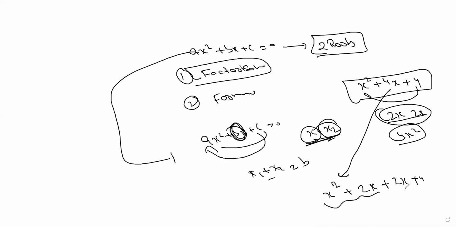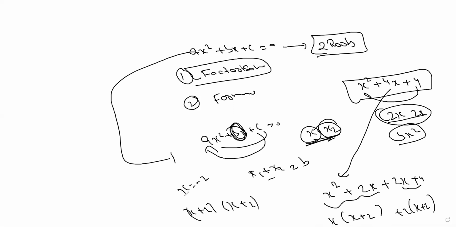Now, out of this and this, what do you have to do? You have to write two brackets. Whatever number you are writing here, the same has to be here. Let's suppose I am taking x as common. Inside, what will be left? X plus 2. Similarly, x plus 2 would be there, so you'll be getting plus 2. What you are getting is x plus 2 into x plus 2. So what are the roots? X equal to minus 2.